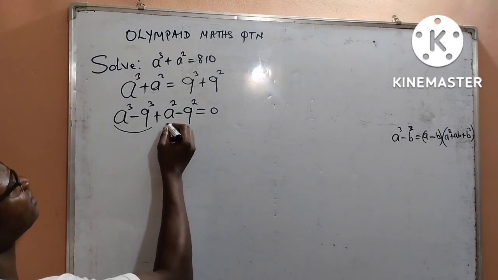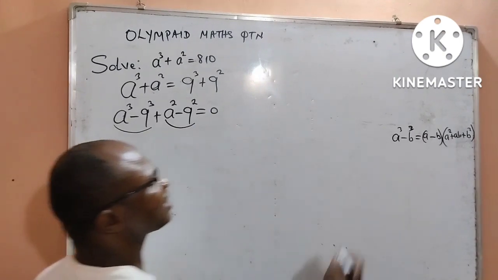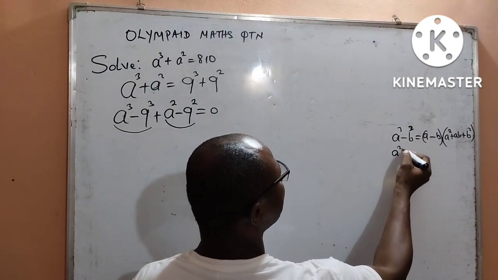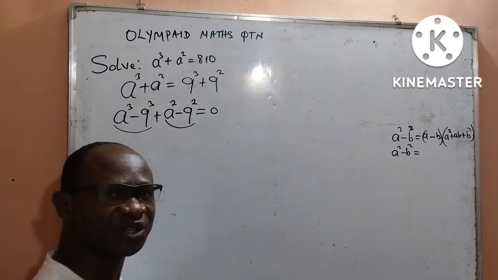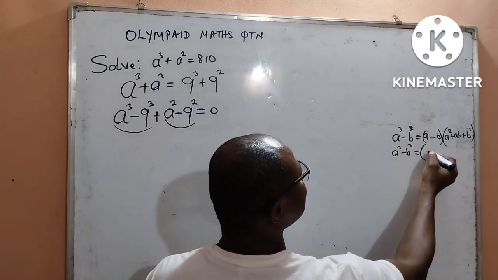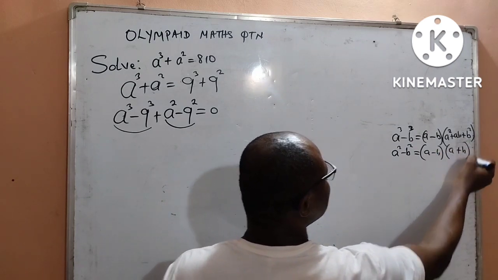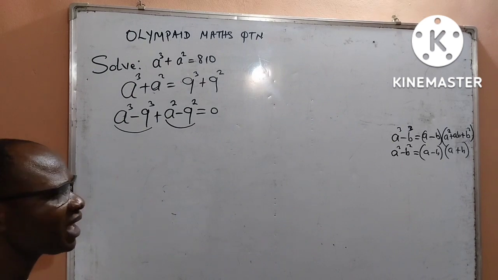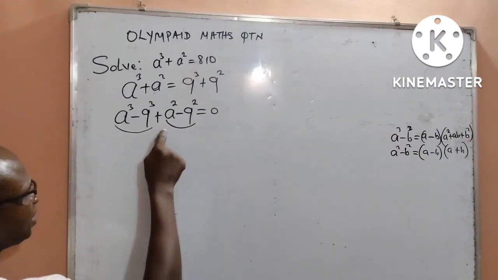Also from here, it is difference of two squares. If I give you a raised to power 2 minus b raised to power 2, it is difference of two squares. So what I will do is I'll write it as a minus b into a plus b. Beautiful. I am going to apply what I have there to this.